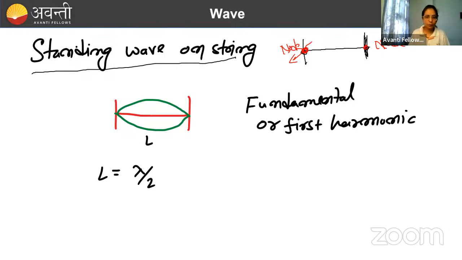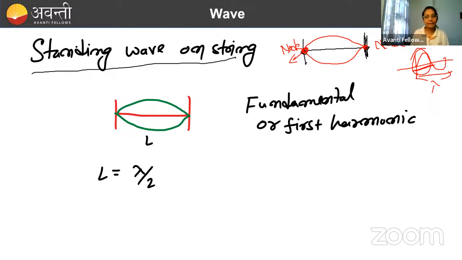Done. So the first kind of wave that can be created will look something like this, because these two points have to be nodes. Now if the string length is L, and we write L in terms of wavelength, you already know that this whole length of a wave is taken as 1 lambda. So half of this is half of the wave. So this length will be lambda by 2. So here L is equal to lambda by 2.